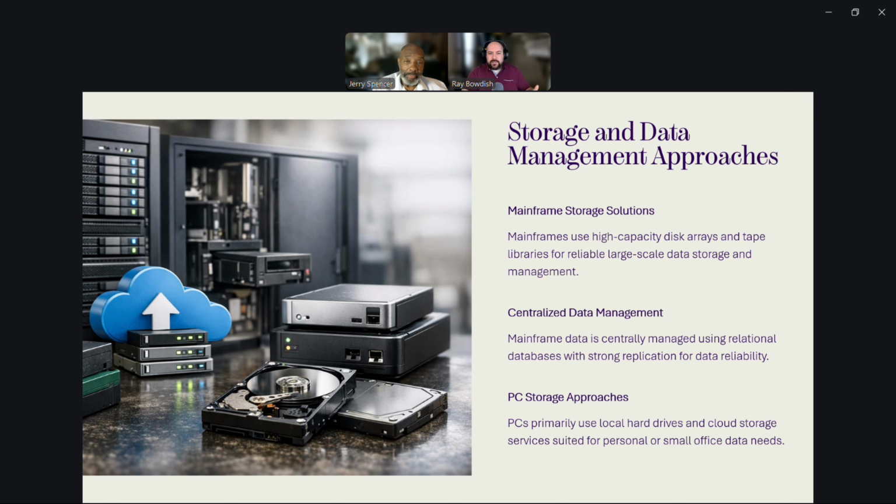Sometimes you'll have a tech type person who has a home NAS, network attached storage, where they can send data from their PC over to this little box in another room, maybe. But it's a very small amount of storage in comparison. You can have petabytes, exabytes of data on a mainframe. That's a lot of data, right? All right.